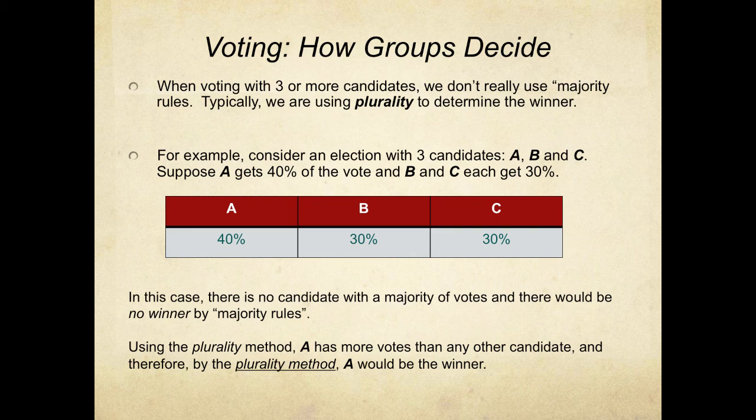In this case, there is no candidate with a majority of votes, and there would be no winner if you were looking at majority rules. Majority rules means that you'd have somebody with more than half, with over 50%. But if you're just saying that A is the winner, that's because of a plurality. Using the plurality method, A has more votes than any other candidate, and therefore A is the winner, but not with a majority.